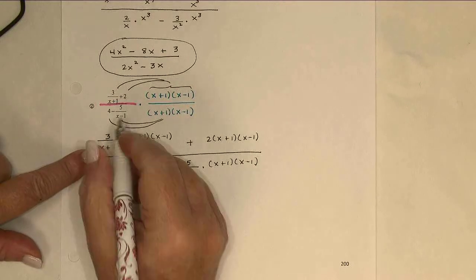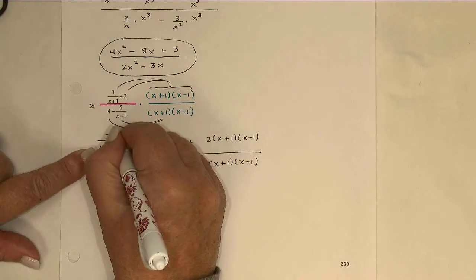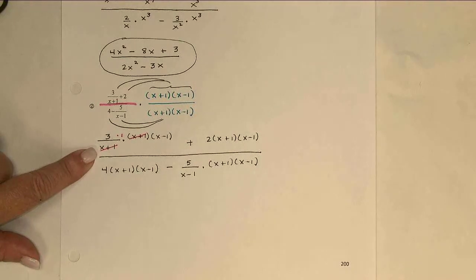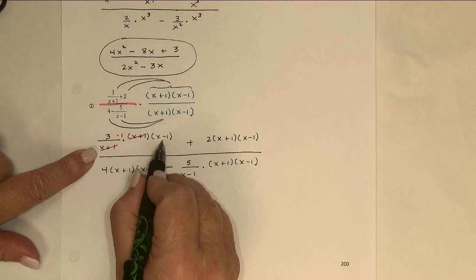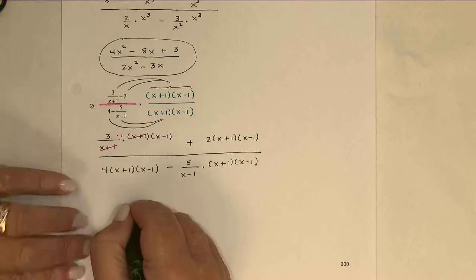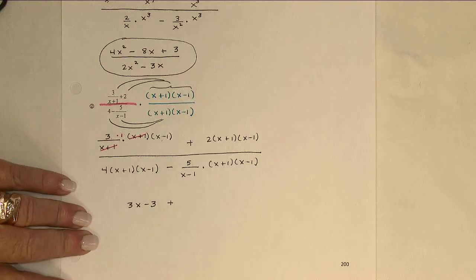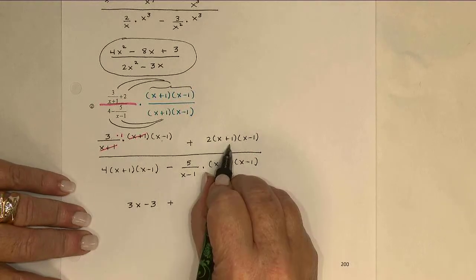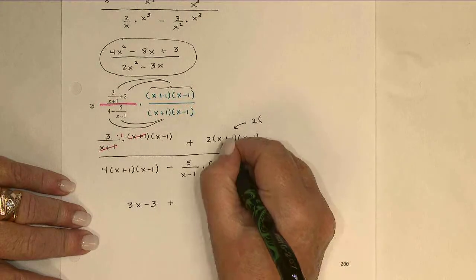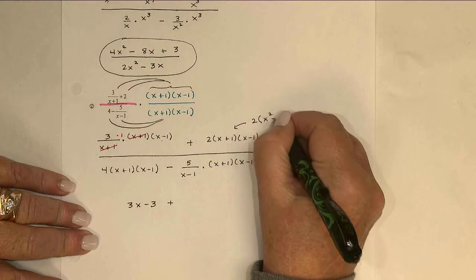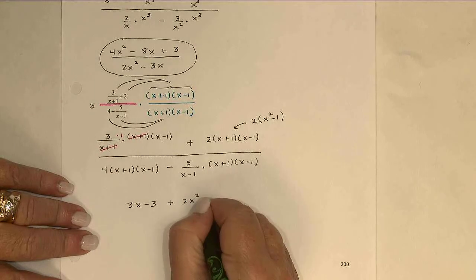Right here, I can divide out the x plus 1s. It's really just times 1. So I end up with, take this 3 and distribute it here, 3x minus 3. Plus, multiplying this out, remember that that's really 2 times x squared minus 1. So I would have 2x squared minus 2.